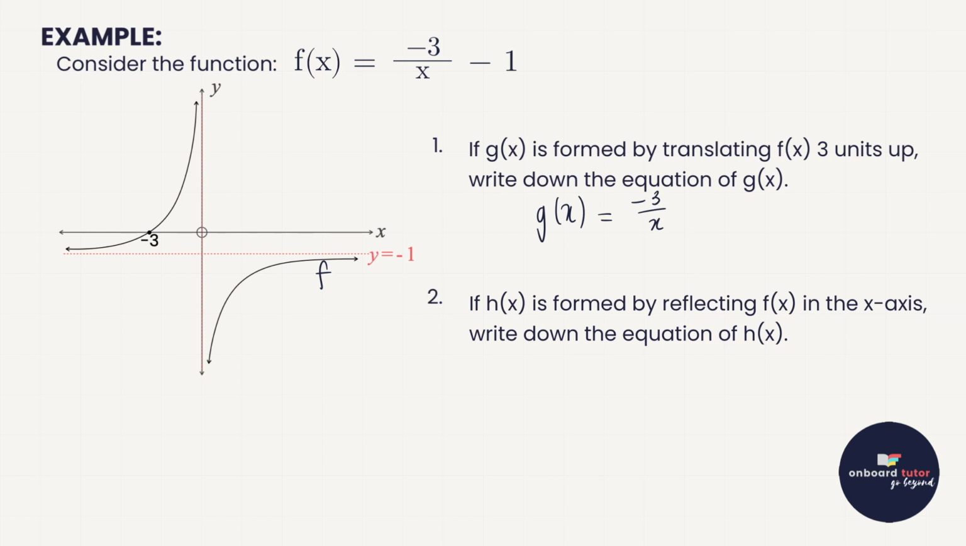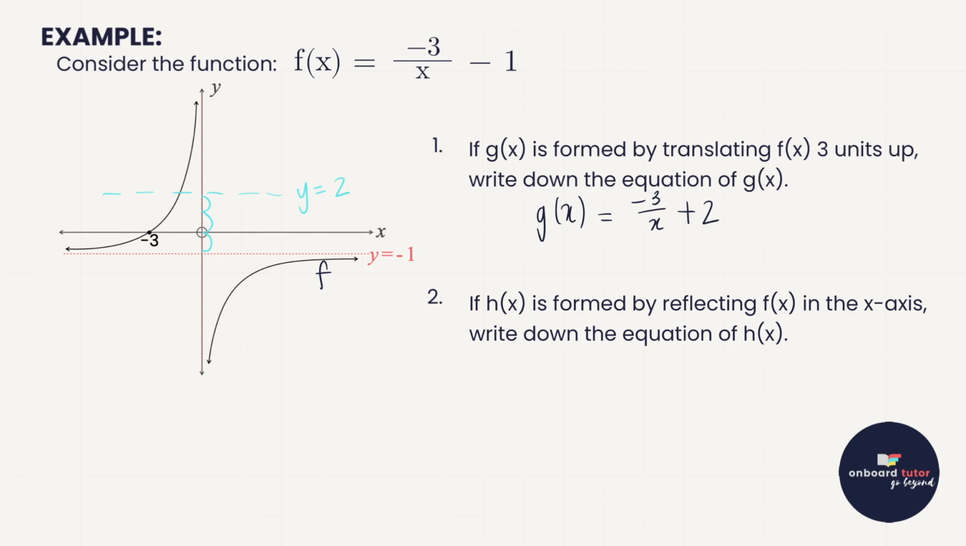But what is going to change, and what is the most obvious thing to see, I think, is this part. This is going to shift up 3 units, and we're going to end up with a new asymptote here at y equals positive 2. And so that's going to be our change there. So g of x is equal to minus 3 over x plus 2. That's the first thing we need to note there, just by translating it, okay? So up would be positive, down would be negative. Okay, so that's the thing. When we translate, the q value changes.